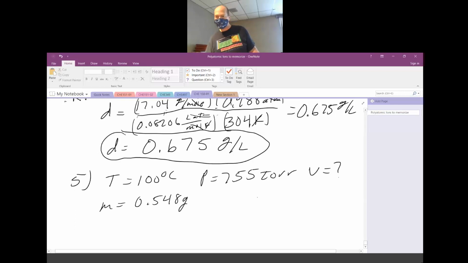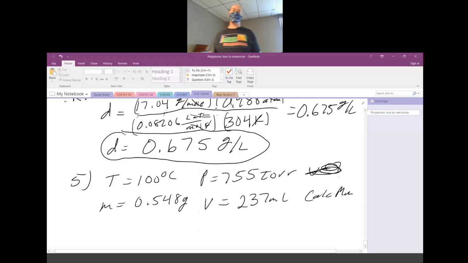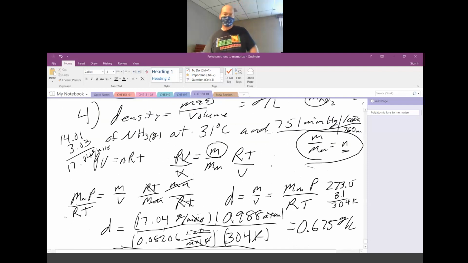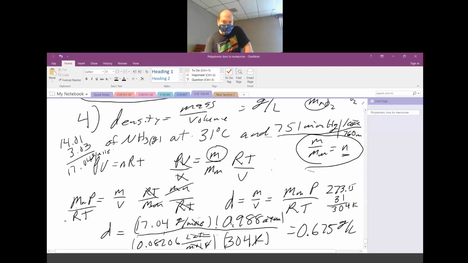Oh, the volume is not the question, they just tell you the volume. So the volume is 237 milliliters. The question is calculate molar mass. All right, so they give you a temperature, a pressure, a volume, and a mass, and they want you to calculate the molar mass. And so we go right up above here where we did our little substitution. PV is equal to nRT. We substituted n for m over molar mass. We're going to do the same thing again.